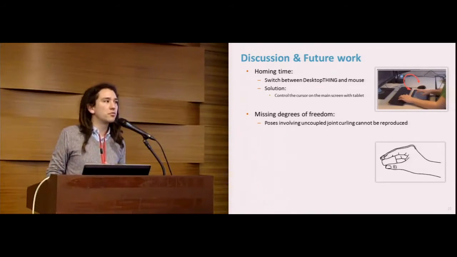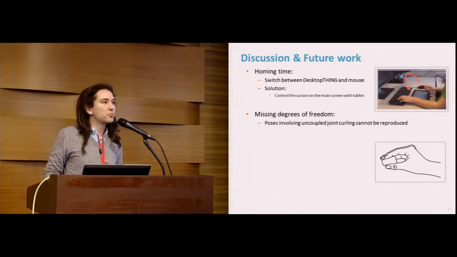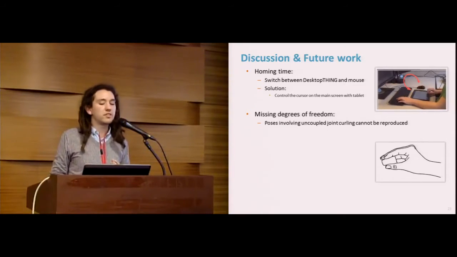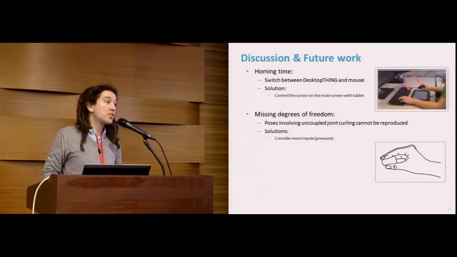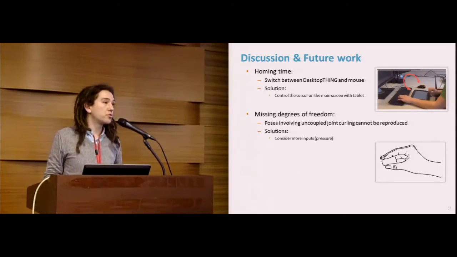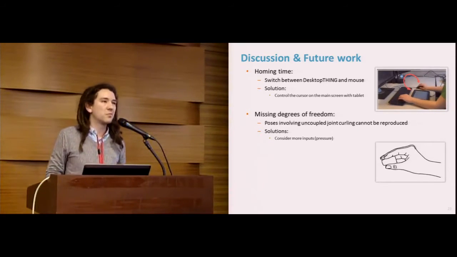Another bigger limitation that we have right now is that since we simplified the modelization of the hand, we are missing some degrees of freedom, and some postures cannot be reproduced. For instance, when you grab an object, the shape of the object can in reality block some parts of the finger, but those are some postures that we cannot reproduce with our system right now. So one possibility will be to consider more inputs to alter the trajectories of each finger, for example, pressure sensing, but the current state of pressure sensing on commercial tablets is still not really accurate.